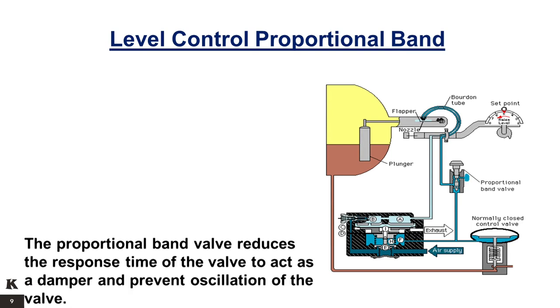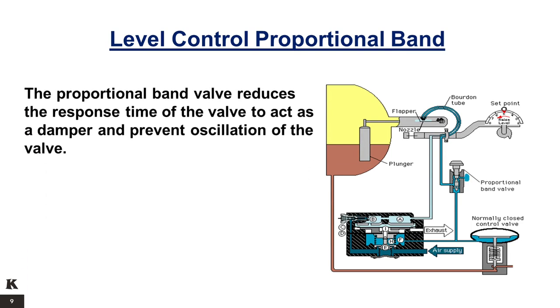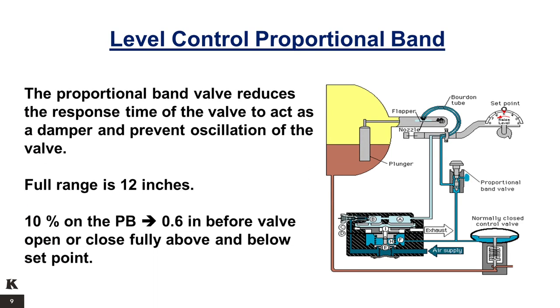Level control proportional band. The proportional band valve reduces the response time of the valve to act as a damper and prevent oscillation of the valve. The full range is 12 inches. 10% on the proportional band, it means 0.6 inches before valve open or close fully above and below set point.